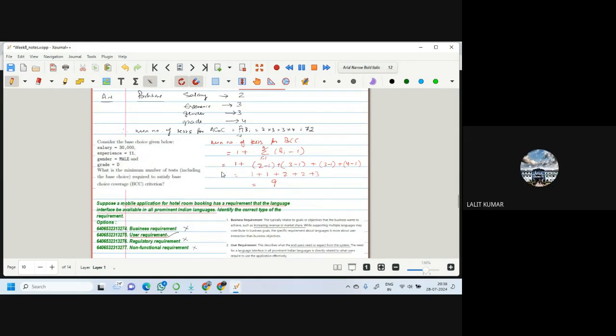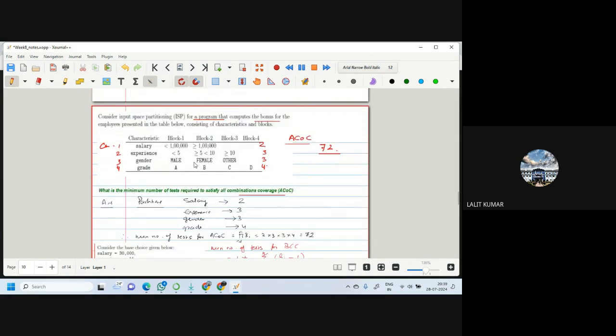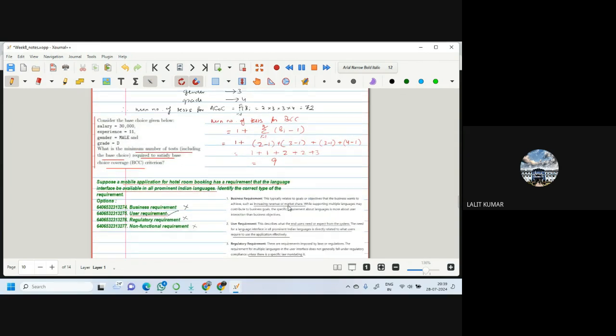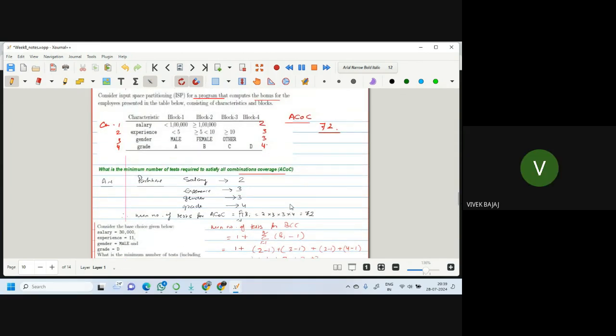Now, similarly here they have given the base choice. Salary is this, experience, gender, grade is equal to D. What is the minimum number of tests, including the base choice, required to satisfy BCC? So it is from here only. BCC we know, so we apply the formula and we get the answer. What is the base choice they give?